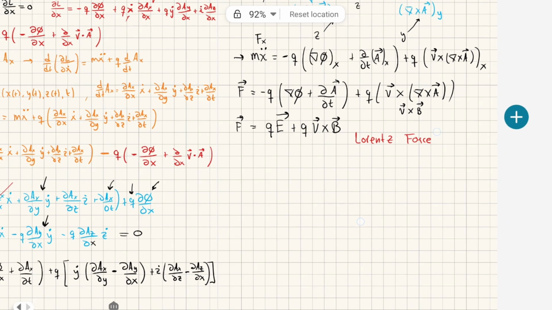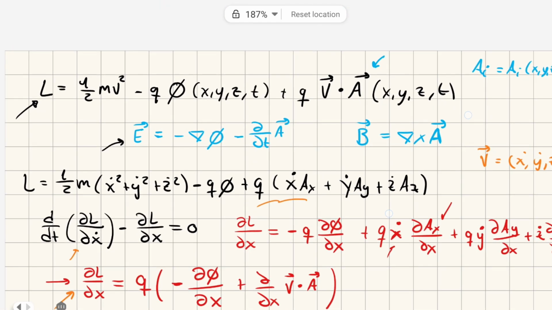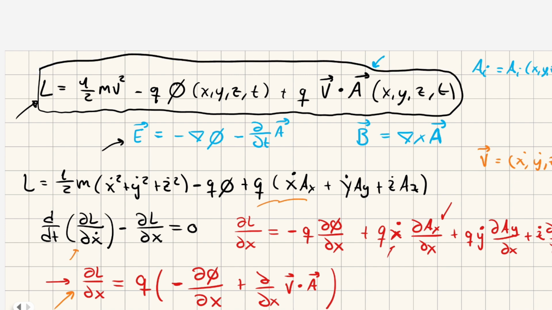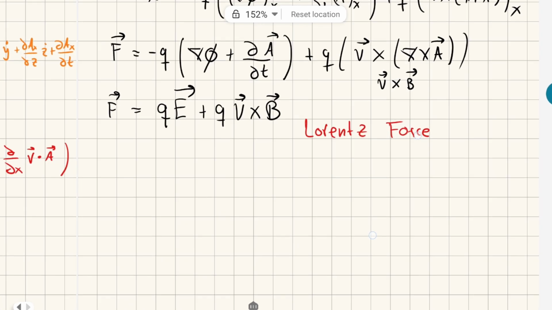So what this is telling us is that the Lagrangian corresponding to a particle moving in an electromagnetic field is given by this expression over here. Okay, we proposed a Lagrangian, then we took it into the Euler-Lagrange equations and got the Lorentz force, which is related to the force that a particle in an electromagnetic field is feeling.